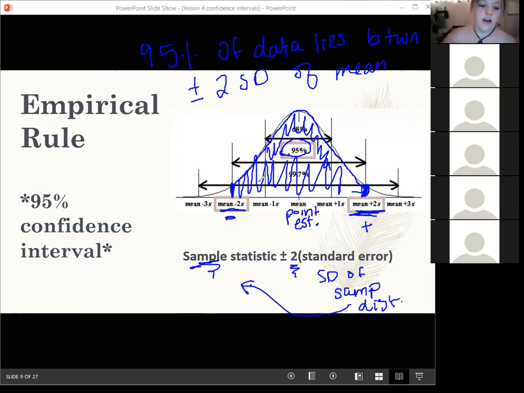This is what I was talking about with the fact that you want to make sure that you understand the stuff from previous chapters, understand the empirical rule, because then this equation makes more sense to you, and you're not just plugging and chugging, which isn't always helpful.